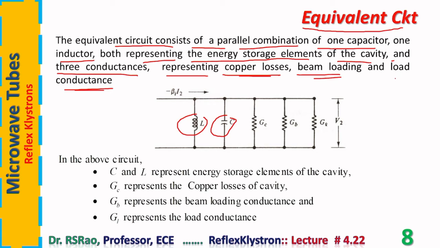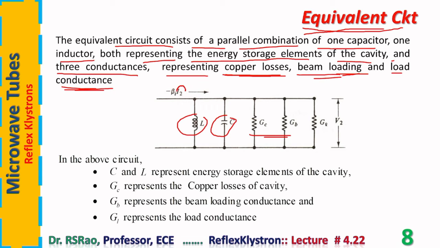Load is connected to the tube, so load conductance comes into being. Beam loading, there exists certain amount of loading due to the crossing of electron beam. Copper losses, it is natural to exist I square R losses in the cavity. So all these aspects, they are represented in a circuit, then that circuit is considered as equivalent circuit.